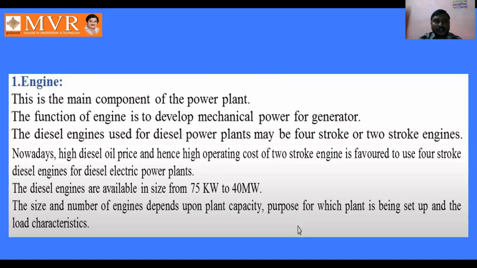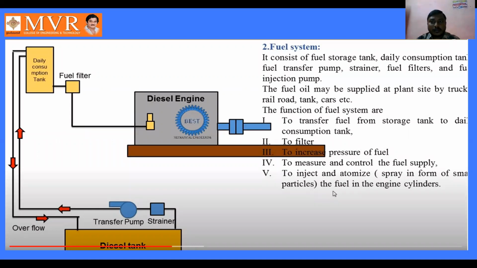See, we can observe the diagram of this diesel engine to see how the fuel system is working. Here, this is the diesel engine. This is the first component of the diesel power plant, the engine. We can observe the diagram of how it is arranged. We have here the diesel tank; from the diesel tank the diesel enters the strainer. By using this strainer, the diesel then enters the transfer pump.